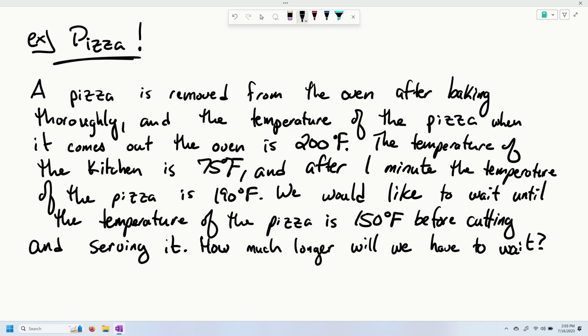A pizza is removed from the oven after baking thoroughly, and the temperature of the pizza when it comes out of the oven is 200 degrees Fahrenheit. The temperature of the kitchen is 75 degrees Fahrenheit, and after 1 minute, the temperature of the pizza is 190 degrees Fahrenheit. We would like to wait until the temperature of the pizza reaches 150 degrees Fahrenheit before cutting and serving it. How much longer will we have to wait? So all we really want to know is, we're going to pull the pizza out of the oven, and Newton's law of cooling says this is how long you're going to have to wait. So let's go ahead and start with our problem.